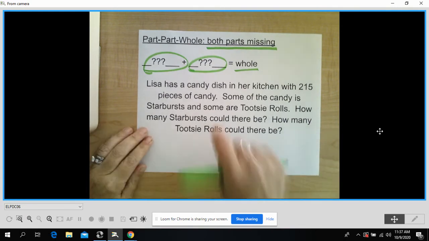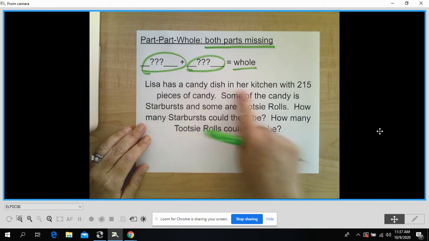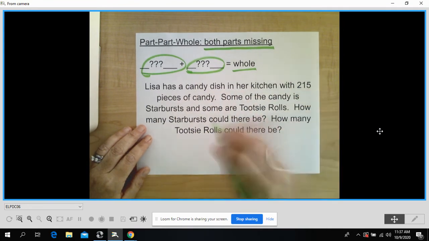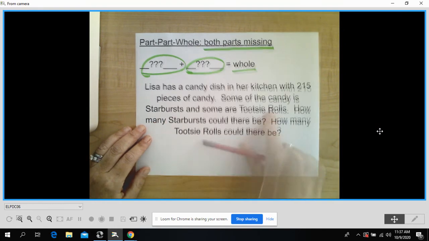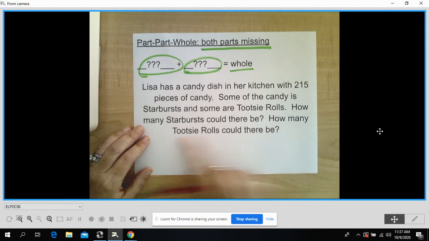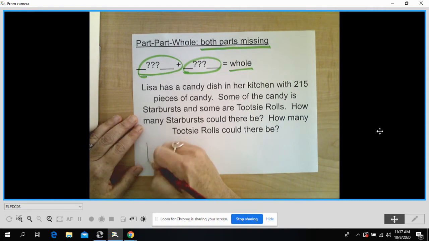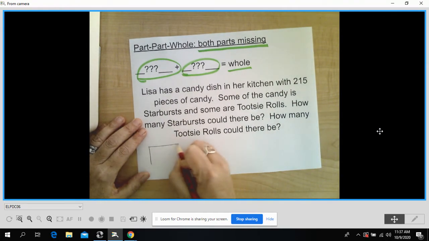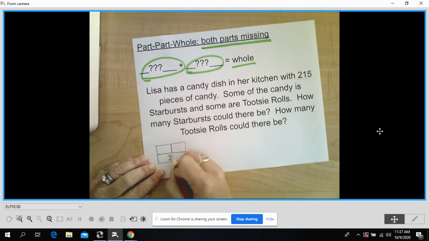Okay? So let's look at this problem, and then I want to show you something, okay? Lisa has a candy dish in her kitchen with 215 pieces of candy. Some of the candy is Starburst and some are Tootsie Rolls. How many Starbursts could there be? How many Tootsie Rolls could there be? Okay? So look. Here's my diagram. And I know that the whole is 215.